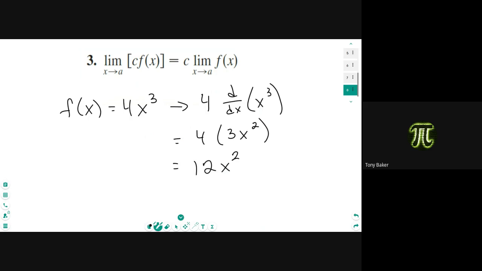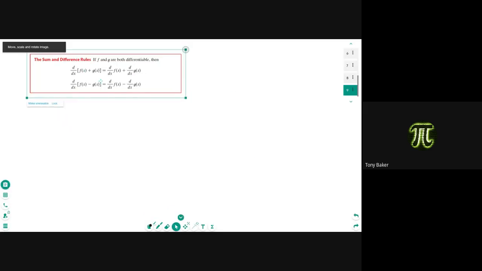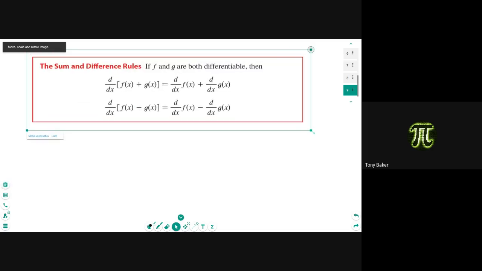What were the other things that I could separate with the limits? I can separate addition and subtraction. And I can also do that same thing with them. So if I have addition and subtraction, I can separate them, do the derivative of each of the pieces, and we'll be fine.